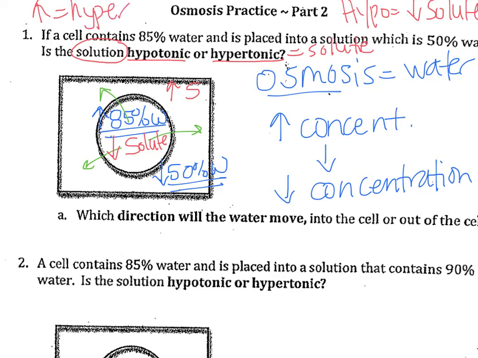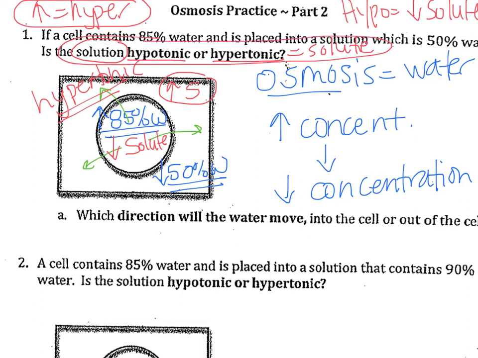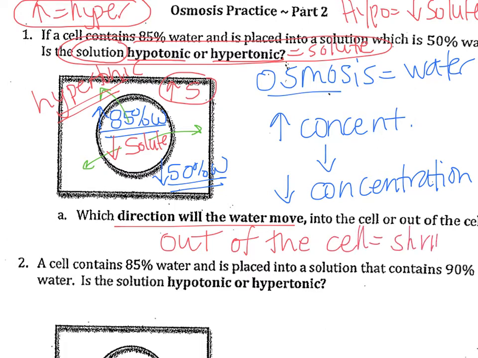So the question says, is the solution, so this outside area, hypo or hyper? We look, it has a high arrow, therefore it is hypertonic. Water is going to move based on water concentration. We classify our types of osmotic solutions based on solute concentration. And that's the hardest thing that students have in terms of remembering that. All right, and we've already identified which direction the water will move. The water will move out of the cell, and the cell will shrink.